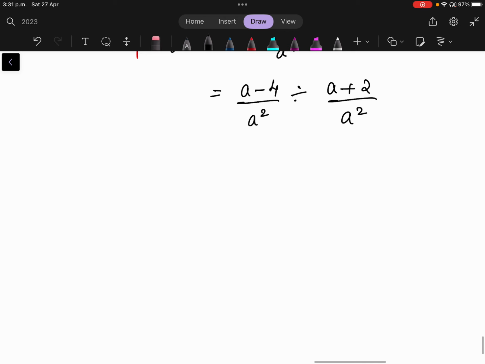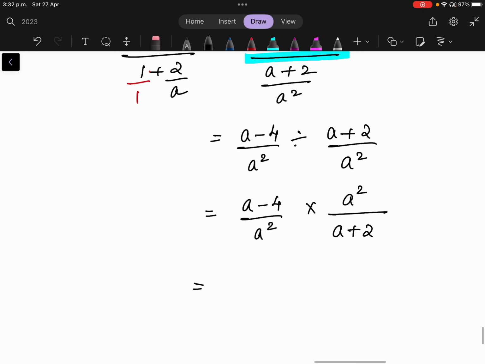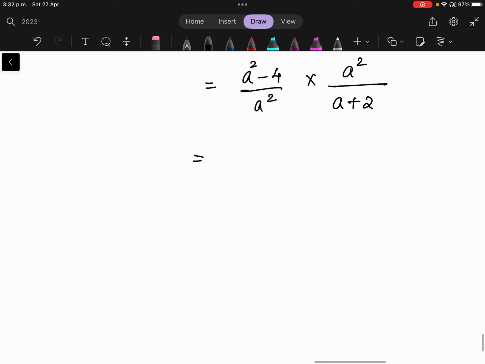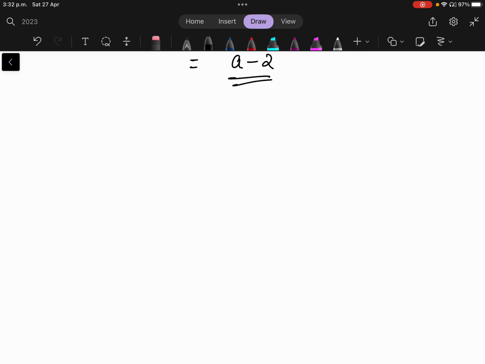Now, as I mentioned before, division should be modified as multiplication. So then this will become a squared minus 4 over a squared, times a over a plus 2. And a squared minus 4 can be written as a difference of perfect squares. So a minus 2, a plus 2 divided by a squared, times a divided by a plus 2. The a will be cancelled, a plus 2 will be cancelled, and then you will get a minus 2 as an answer. Okay, I think there is a small mistake in this. I'm not very sure. Maybe this should be some calculation mistake.